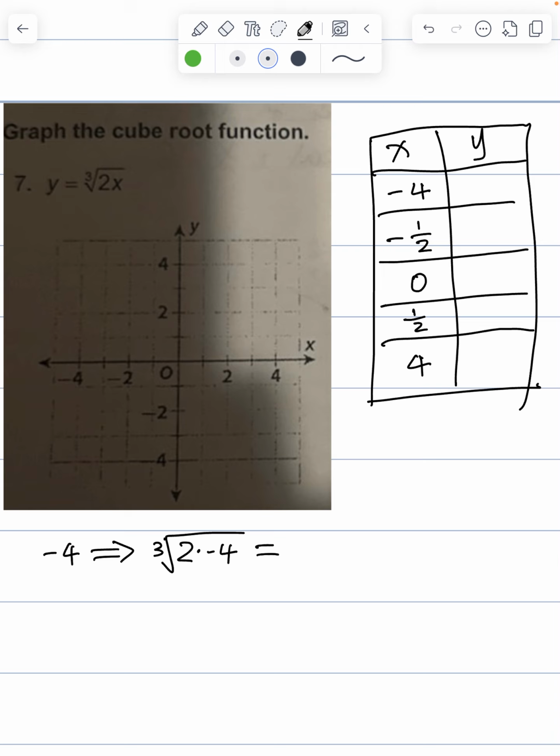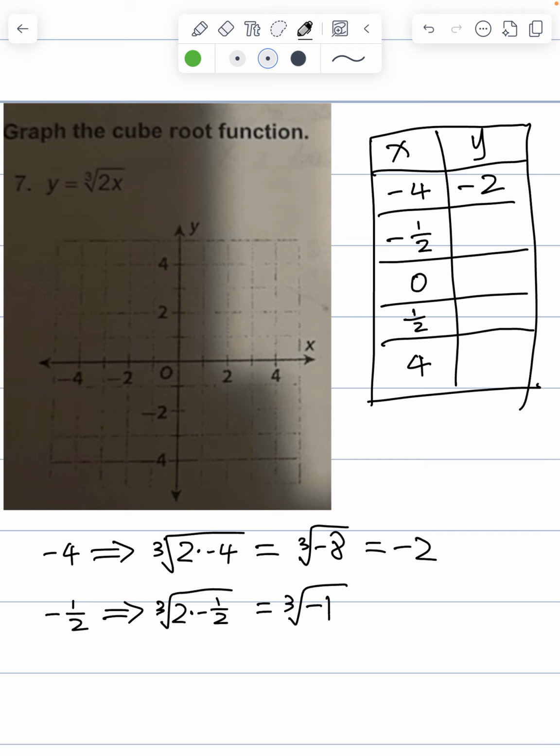So 2 times -4 is -8. The cube root of -8 is just -2. All right, so -1/2: the cube root of 2 times -1/2 is just the cube root of -1. The cube root of -1 is still -1. And then 0: the cube root of 2 times 0 is still the cube root of 0, so it's 0.